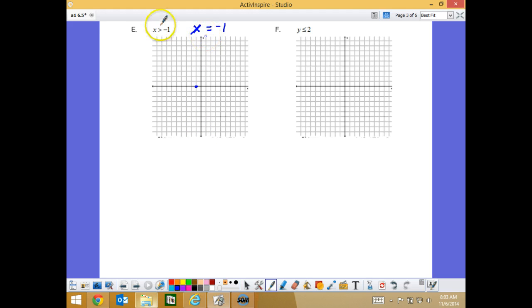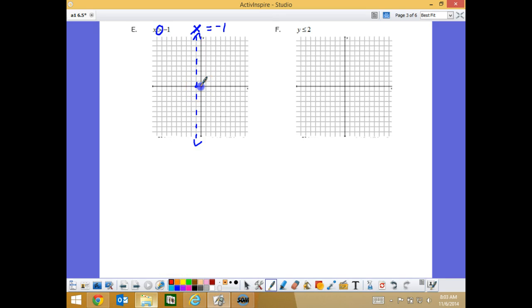Now, what kind of line should this be besides vertical, since it's only greater than? The line itself is not part of the solution, so this is going to be a dashed line. Because if x was equal to -1, that does not make that inequality true, so it is not a solution.